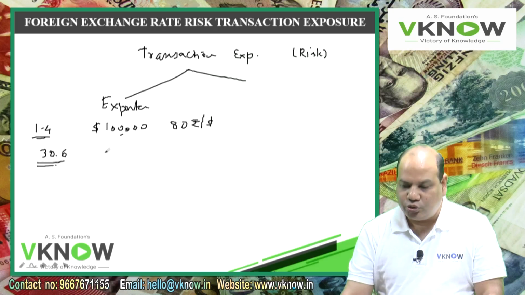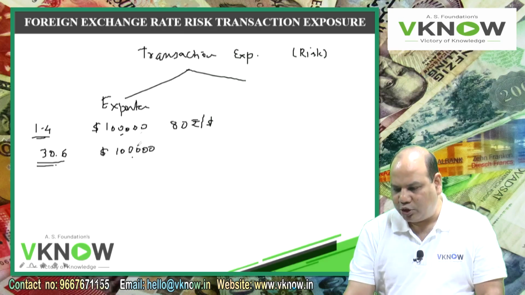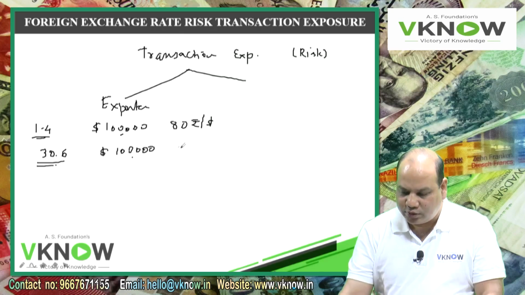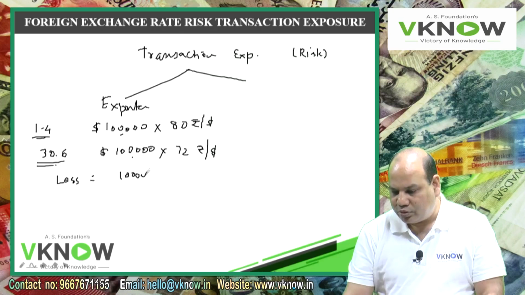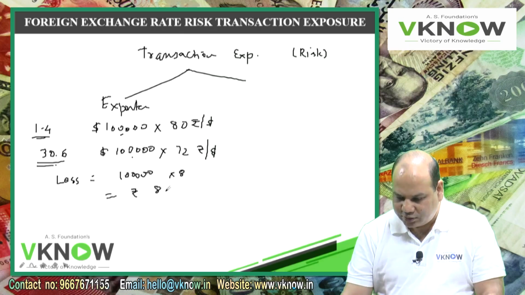On 30th June you received the payment. The importer in USA made a payment of $1 lakh. You go to the bank and you tell the bank that please convert into rupees. Bank will convert at 72. Transaction is complete. Transaction is settled. So what is your loss? In this example, the loss will be $1 lakh into 8, rupees 8 lakh. Now the transaction is settled.